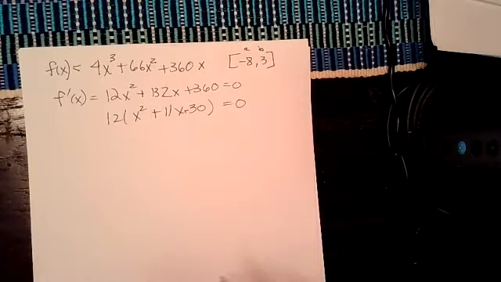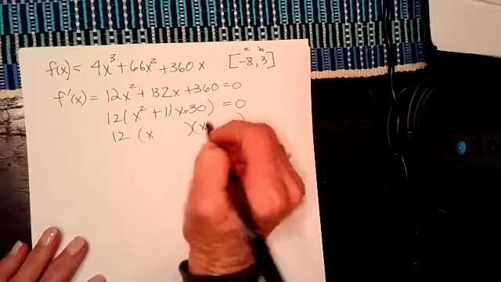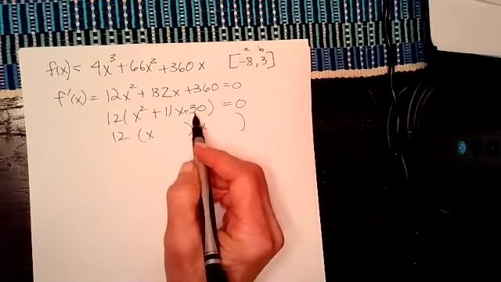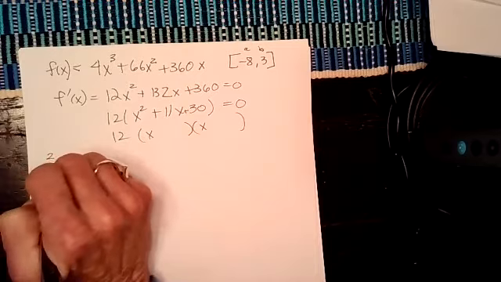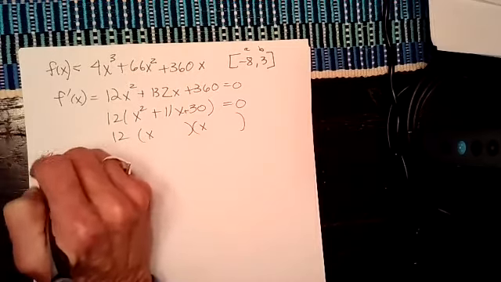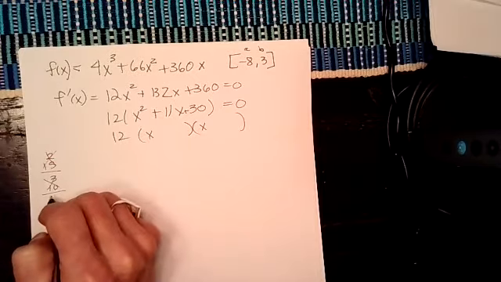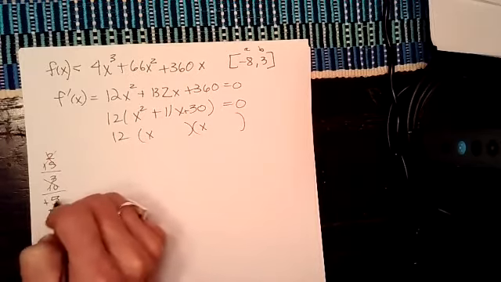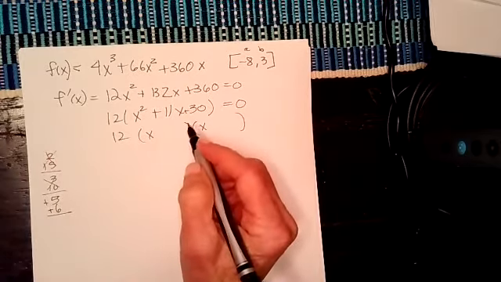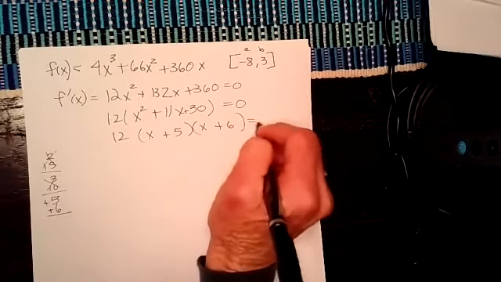Okay, so here we go. I've got x and x, and I've got numbers that multiply to get 30, but they have to add to get 11. So let's look. 2 times 15, that won't do it. 3 times 10, that won't do it. 4, 5, 6 times 5, there it is. So 6 times 5 is 30, and positive 6 and positive 5 add to get 11. x plus 5, x plus 6.